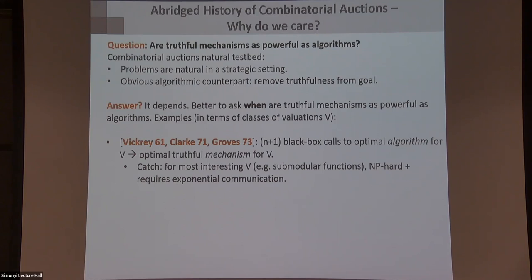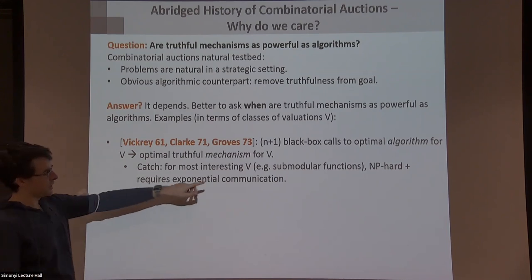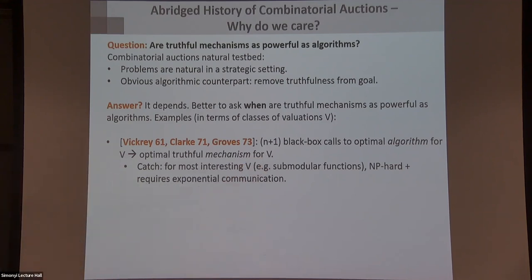Okay, let me tell you what's already known. This result is so seminal and also very simple that when I find a good pause point, I will write it on this slide. It's by three economists, and Vickrey, the same Vickrey from the Vickrey auction, or second price auction. He got a Nobel Prize for his work on auction design, and some of it contributed to this. This is not how they phrased their result; they weren't computer scientists. But as computer scientists, we would look at their result and say that if you have N plus one black box calls to any optimal algorithm, one that does not incentivize people to participate correctly, it's just an algorithm, but it maximizes welfare, for any class of valuations, then you can turn that into an optimal truthful mechanism.